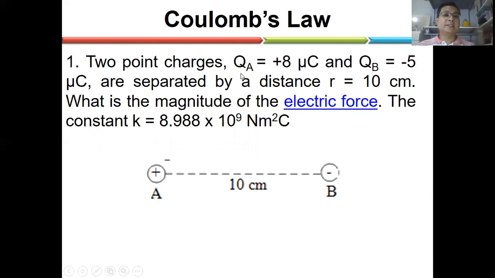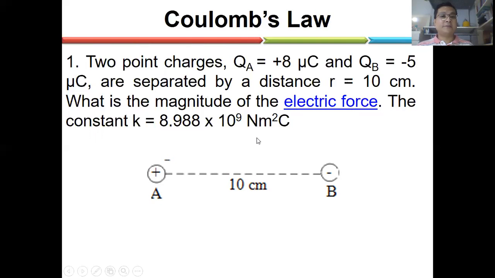Two point charges, QA equal to positive 8 microcoulomb, and QB equal to negative 5 microcoulomb, separated by a distance r equal to 10 centimeter. So what is the magnitude of the electric force? So the equation is electric force, with constant k, where constant k equals 8.98 times 10 power 9 newton meter squared per coulomb squared.